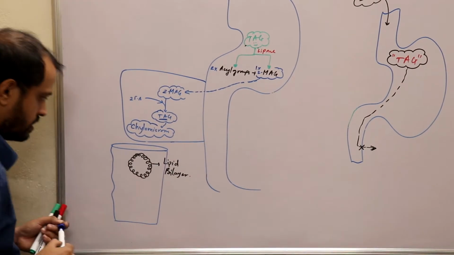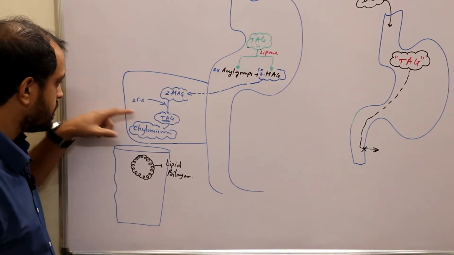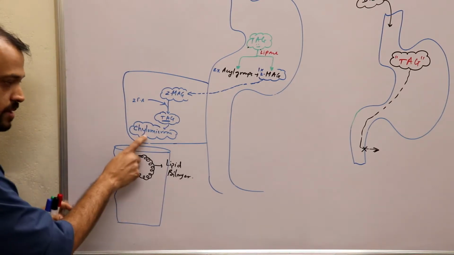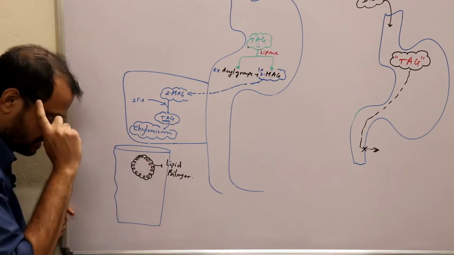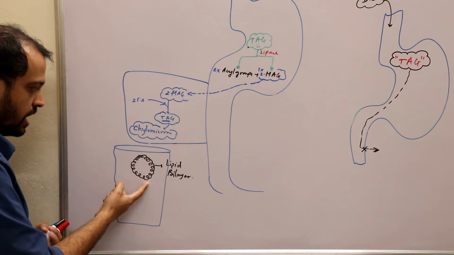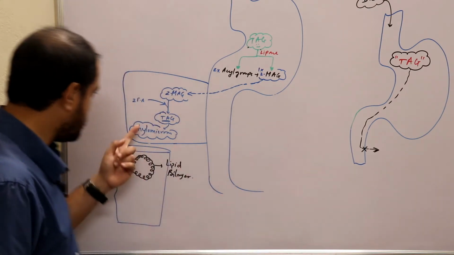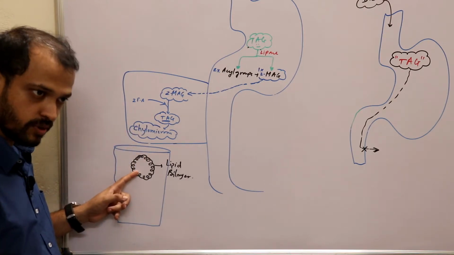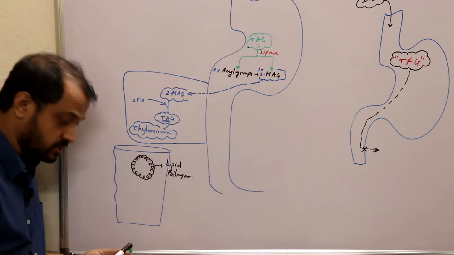Okay, now when I said that TAGs cannot travel through plasma, therefore it is taking the help of chylomicrons, and now I have said that chylomicron is a lipid bilayer. The first point that should come into your mind is how a lipid bilayer will help in the transport of TAG, because TAG is also what? Non-polar.